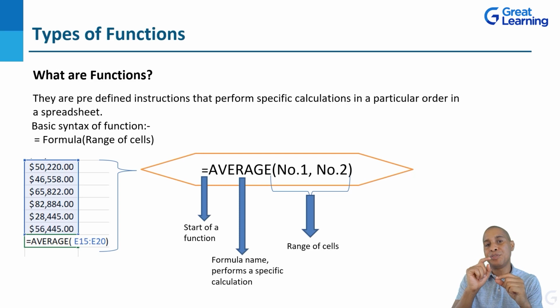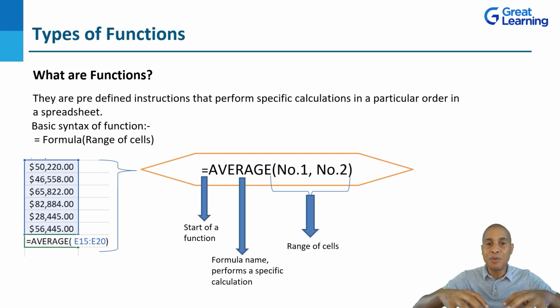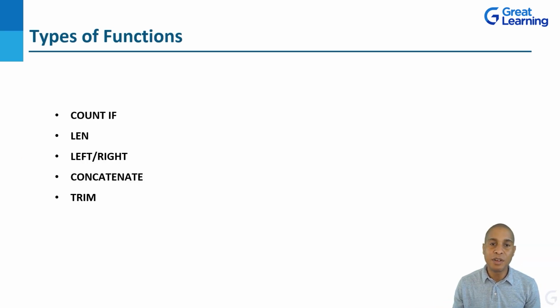Then we are able to bring up a function name, such as average, and then we're able to include a range of cells. So what are some of the example functions in Excel? We have COUNTIF, LEN, LEFT and RIGHT, CONCATENATE, and TRIM. And these are some great functions for data cleaning.